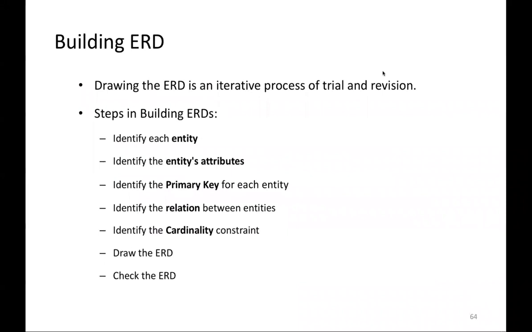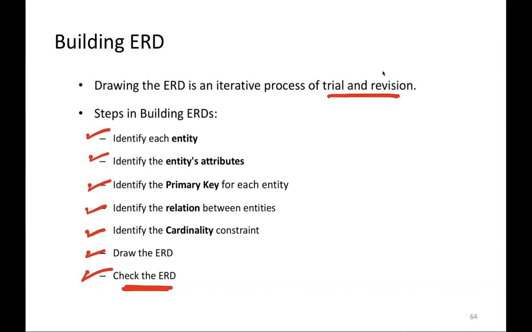In order for you to build an ERD, you look at it as an iterative process of trial and revision, such that you start by identifying each entity, identify the entity attributes, then identify the primary key for each entity, identify the relation between entities, identify those cardinality constraints that we're going to add on the relationships, and then finally draw the ERD and check the ERD for validation, which means we have to ensure that all the constraints added on the relationships to determine those business rules are satisfied.